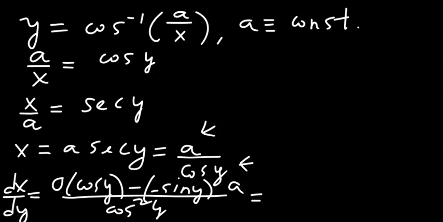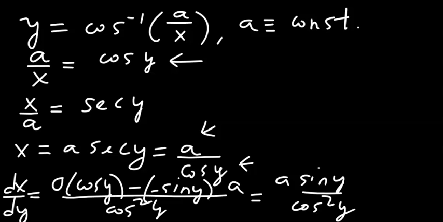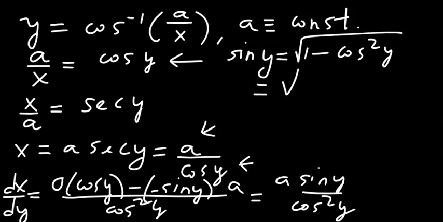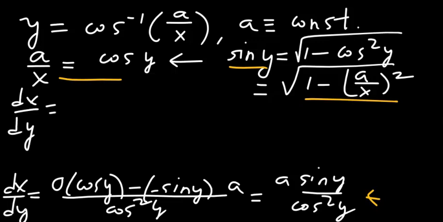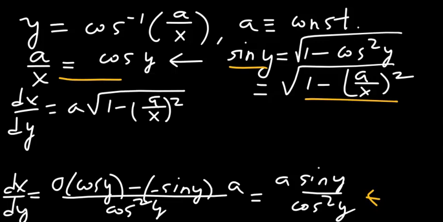So the final answer for dx/dy is a sin y over cos² y. Note, from this line using the trigonometric identity, we know that sin y is the square root of 1 minus cos² y. So that is the square root of 1 minus (a over x) squared. Substituting this result and this result in here, we get dx/dy is a sin y, which is the square root of 1 minus (a over x) squared, divided by cos² y, which is (x over a) squared.